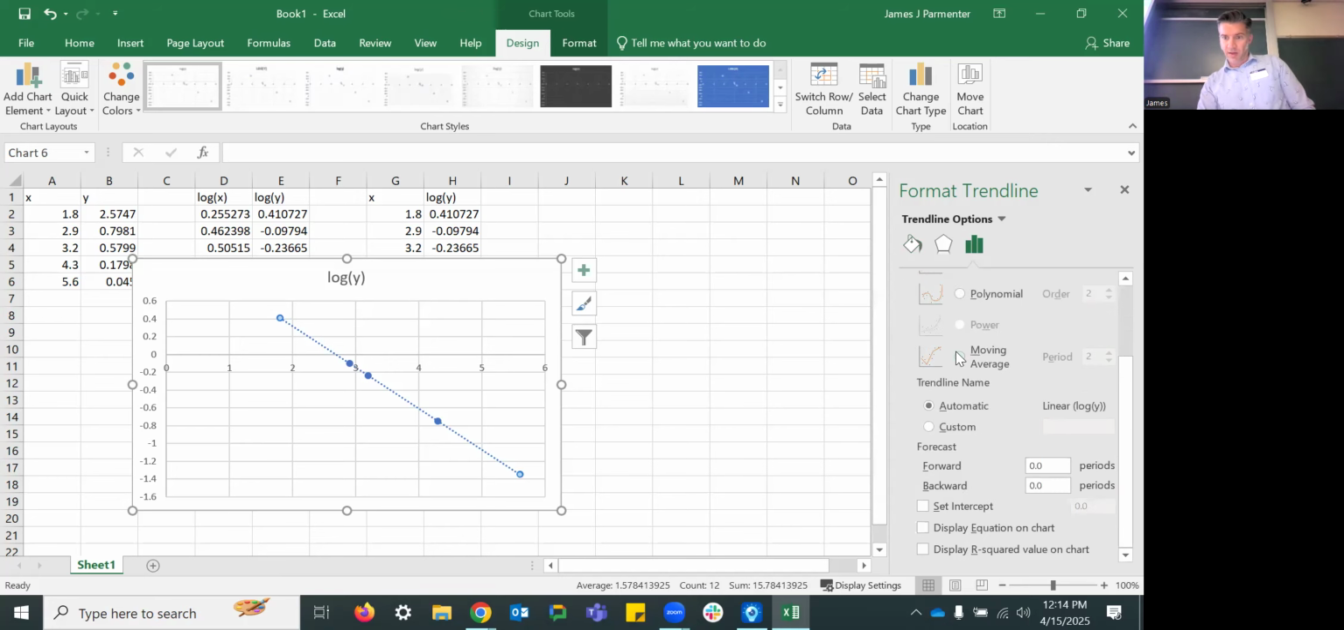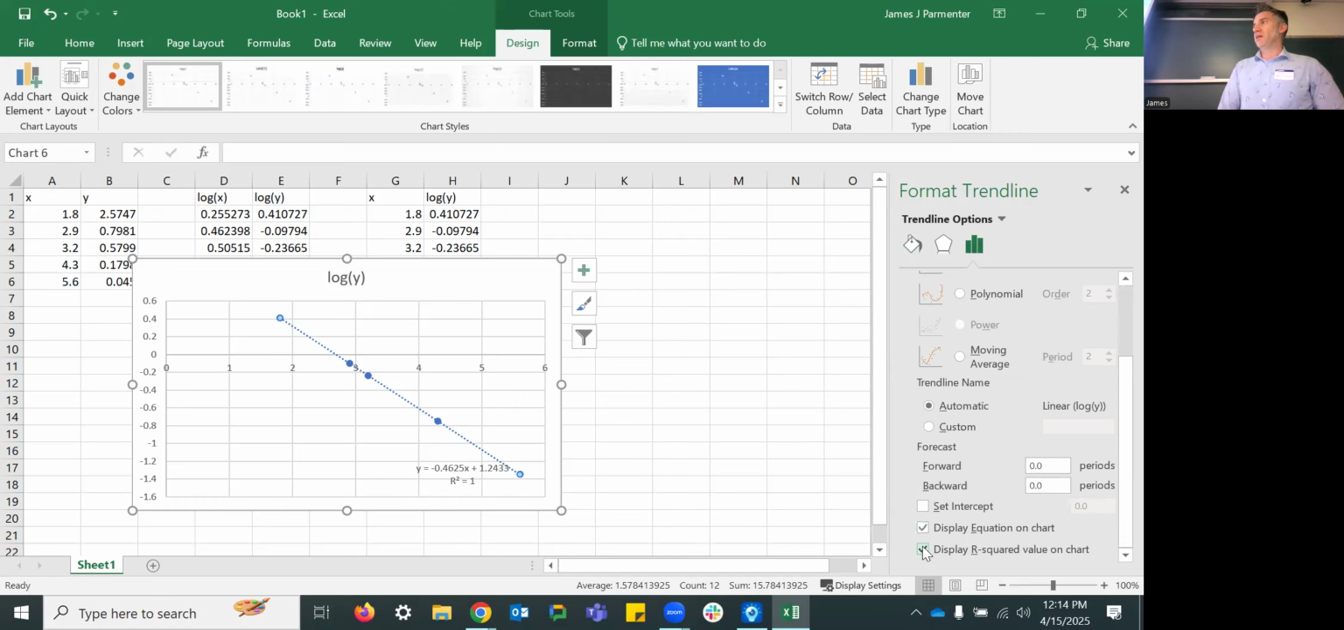And if we scroll down here, we can display the equation on the chart right there. It's kind of small, but there it is. And we can also display the R squared value on the chart. So our R squared value is 1. That means this is the winner. So we really don't have to check the other way if the first one you do has an R squared value of 1. You'd be doing unnecessary work.